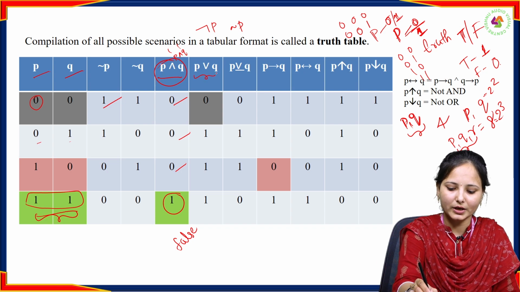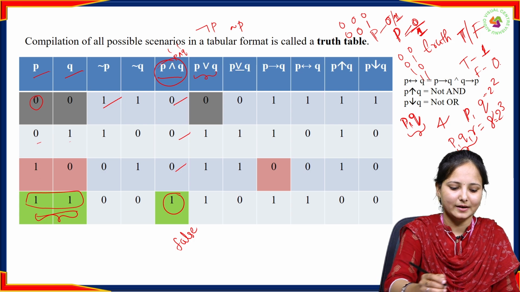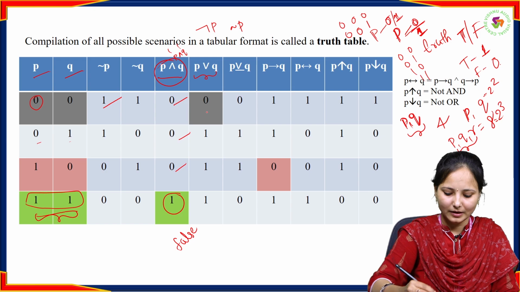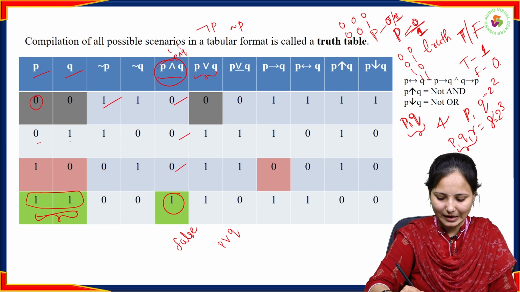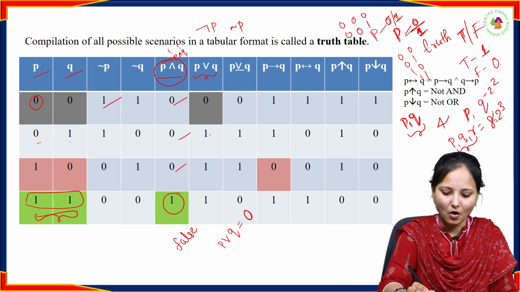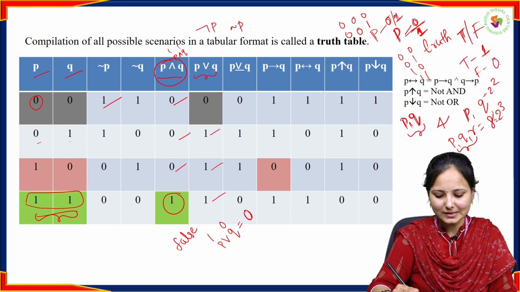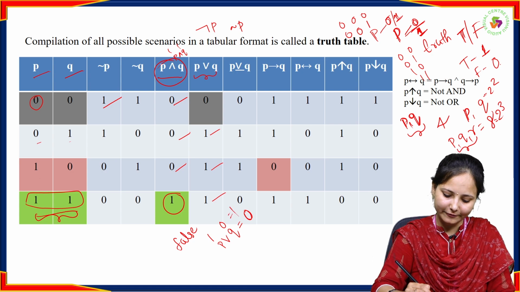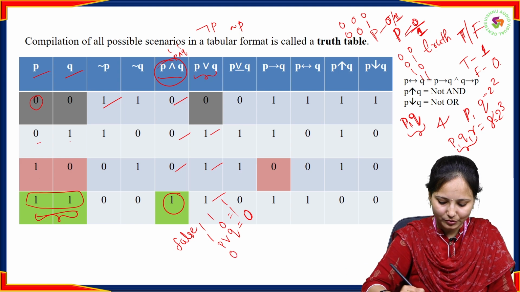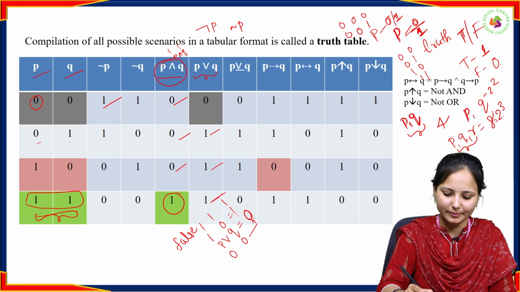Next, P or Q. When will P or Q become true, or when will it become false? For example, here we have the combination 0 0, 0 1, 1 0, 1 1. Here, P or Q will become false only when both the statements are false. In remaining all cases, it is true. That means if one is true and the other one is false, then also it is true. If both statements are true, then also true. Only when both the statements are false, then only it will become false.